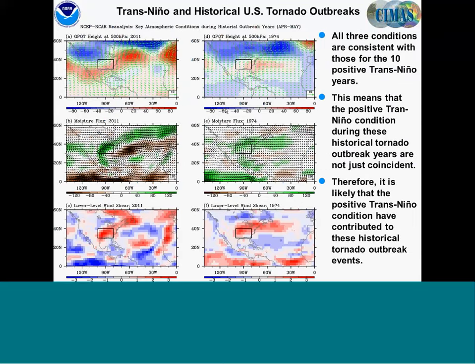And if you look at the atmospheric conditions during the outbreak years of 2011 and 1974, you can see that all 3 conditions, the upper-level anomalies, moisture transport, and vertical wind shear, in 2011 and 1974 are all consistent with the atmospheric conditions during these 10 positive Trans-Niño years.